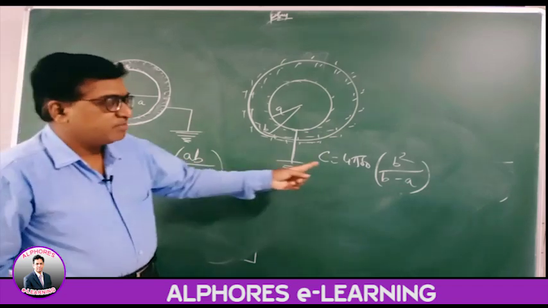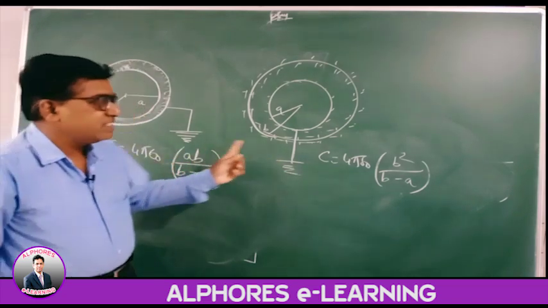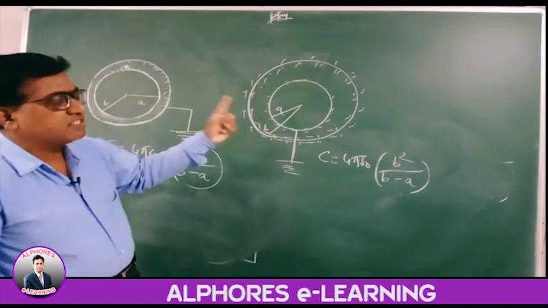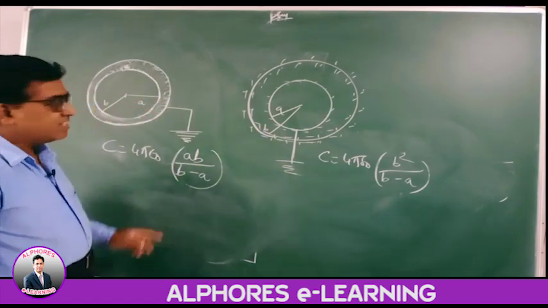Well, if you take the ratio of these two capacities, then the ratio is A is to B.